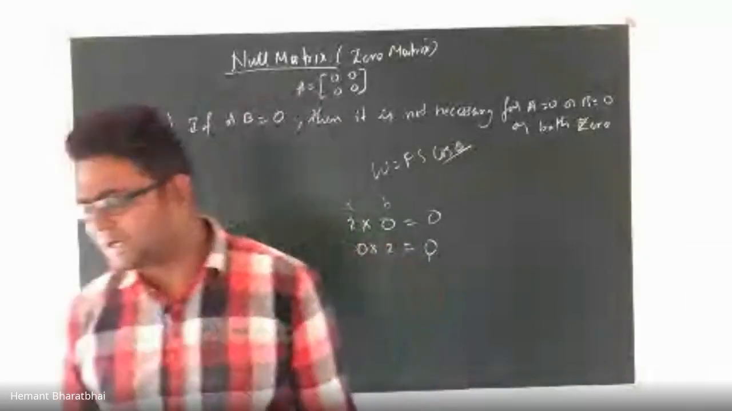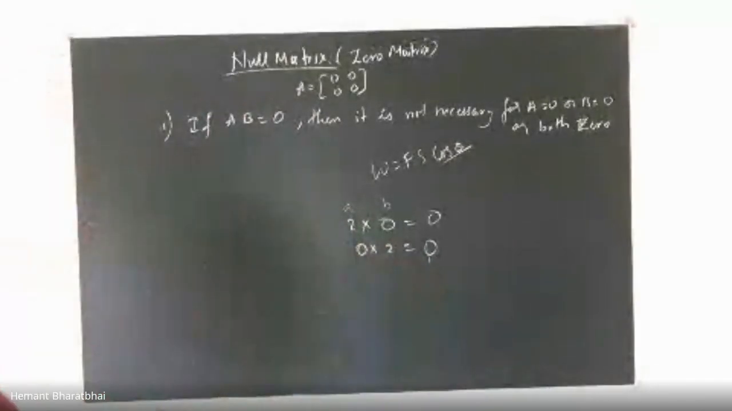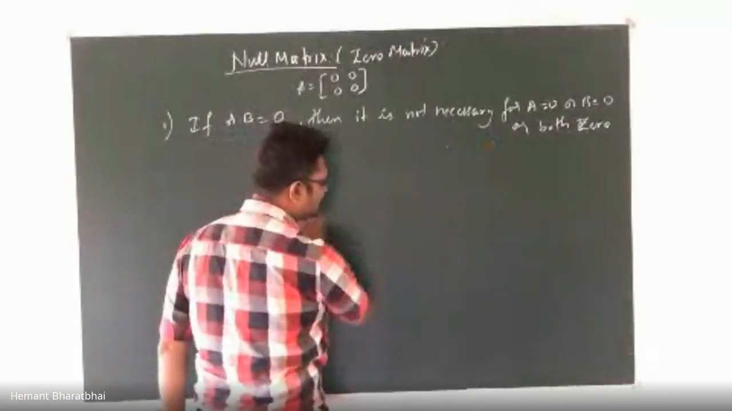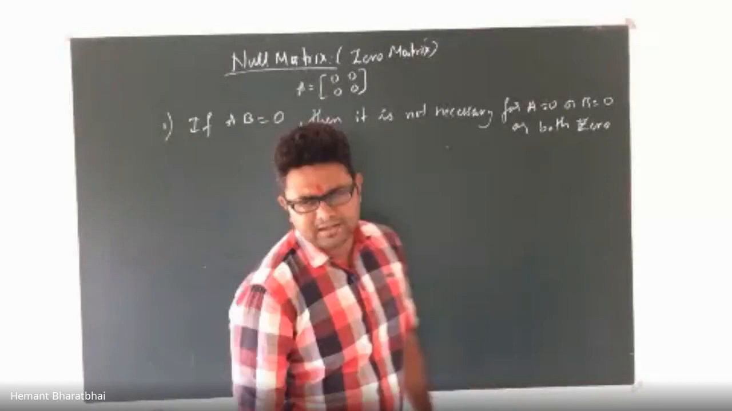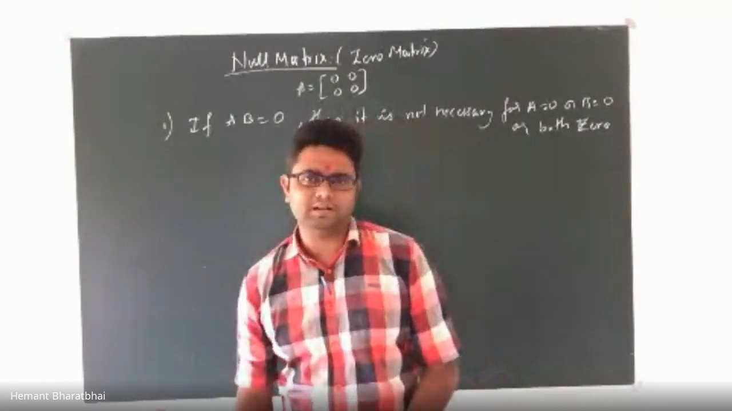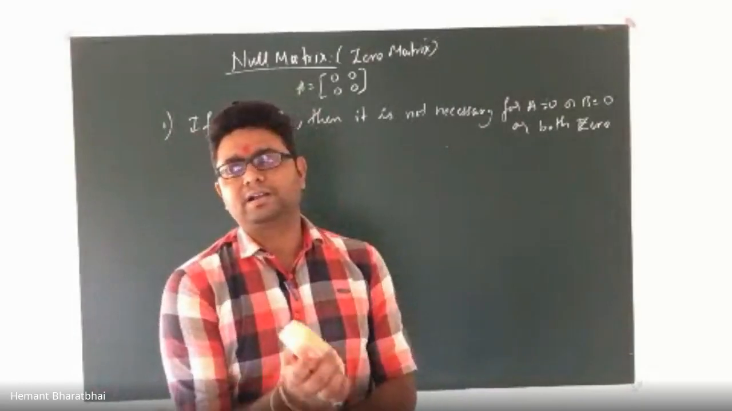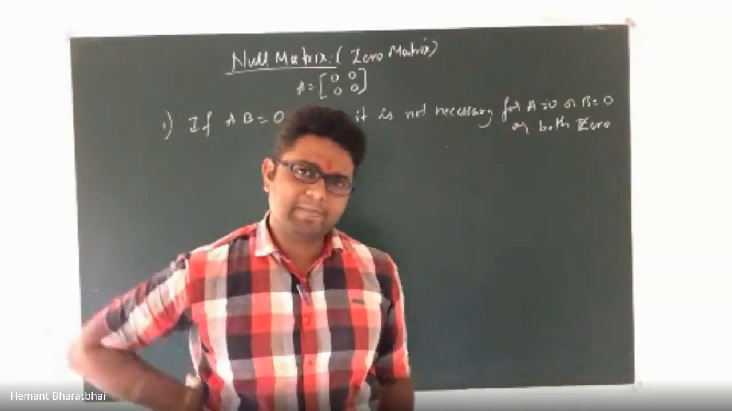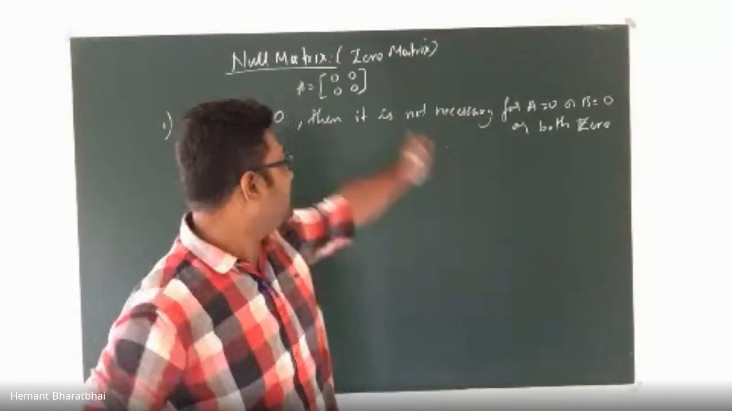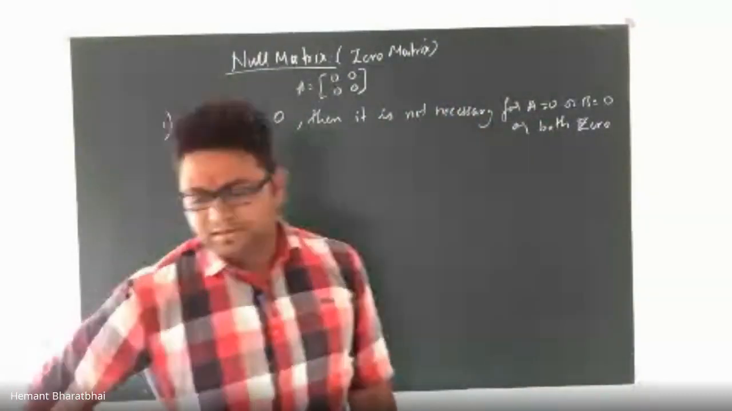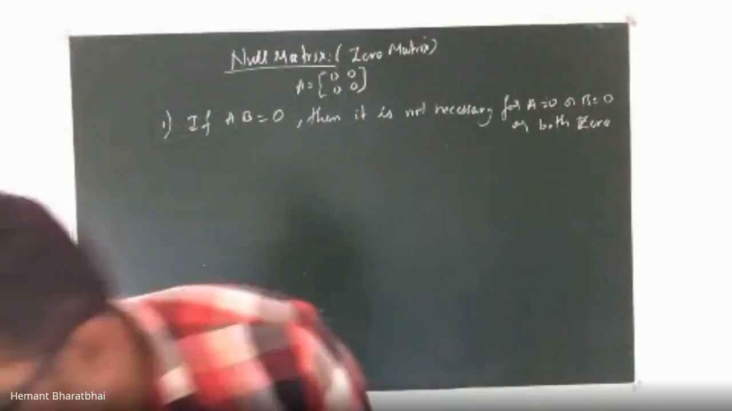This is in the normal algebra. We are talking about the algebra of matrices. It is similar to your vectors: if the product of two vectors is 0, it doesn't necessarily mean that either of the vectors was 0. And therefore, there we have defined a vector called the zero vector. So similarly, here we are defining a matrix called the null matrix. That is why the definition is required.